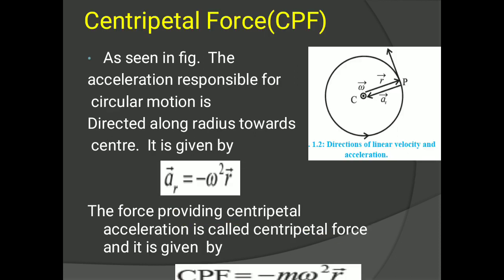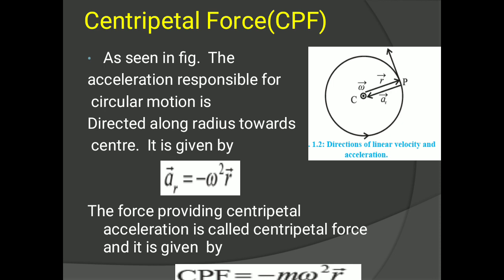Now, let us move to the second point, centripetal force. See, in the figure it is drawn that a particle is performing circular motion along a circular path of radius r. As seen, the acceleration responsible for circular motion is directed along the radius towards the center. It is denoted by a_R and it is given by a_R is equal to minus omega square r. The negative sign indicates that the radius vector and centripetal acceleration are directly opposite to each other.